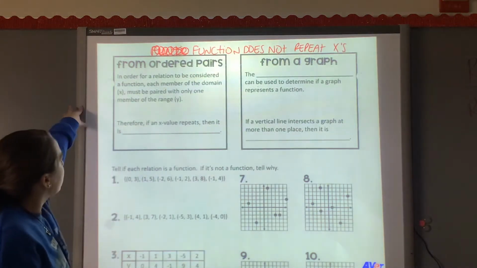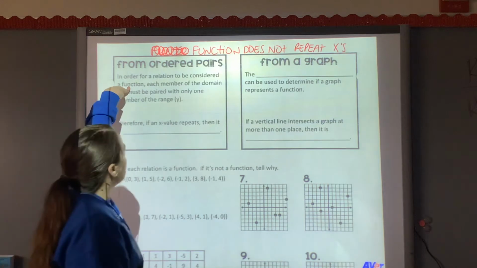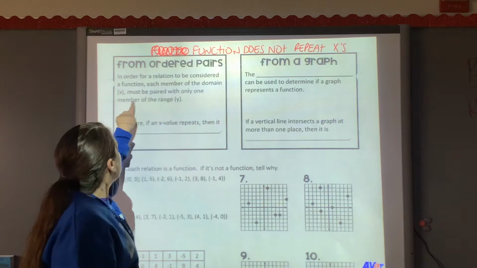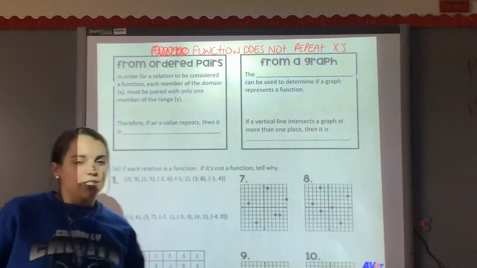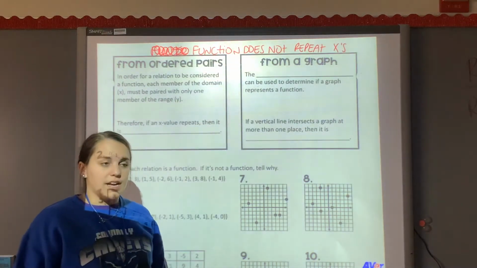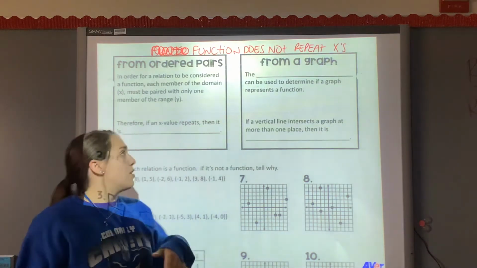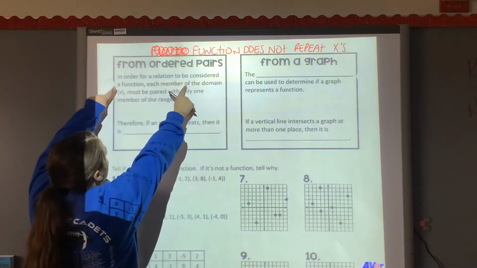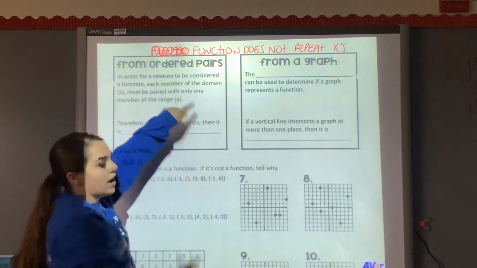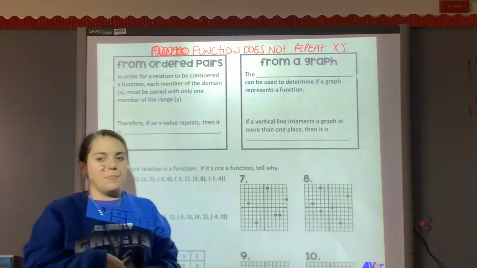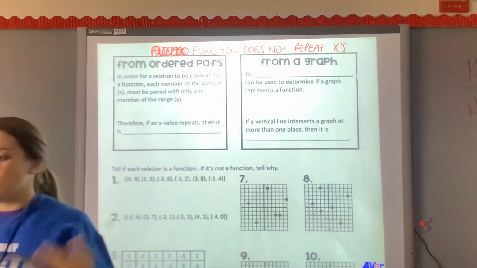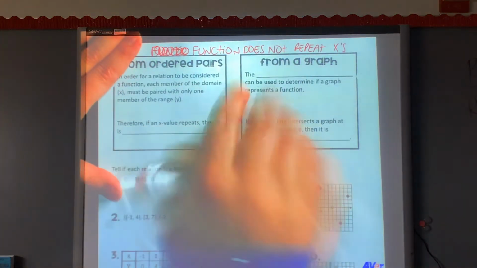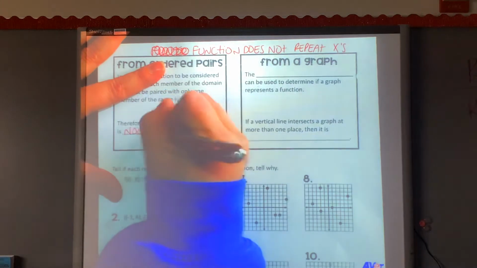It says an ordered pair for a relation is considered to be a function if each member of the domain, which is x, must be paired up with only one member of the range, which is y. Domain and range are vocabulary words that we're going to learn eventually, like in Algebra 1. But for now, we just know that domain is x, each member of x has to be paired up with one y. And we already know that from our last video, but it basically just means x's cannot repeat. So if x values repeat, then we consider this a non-function.